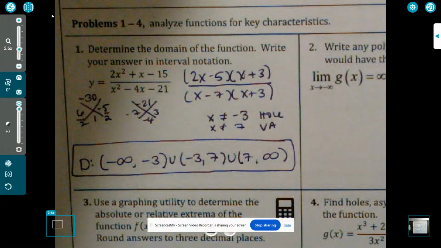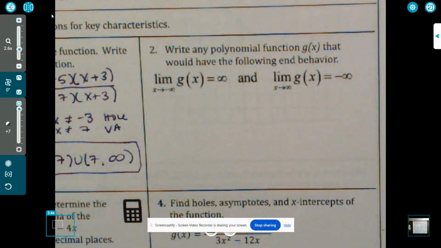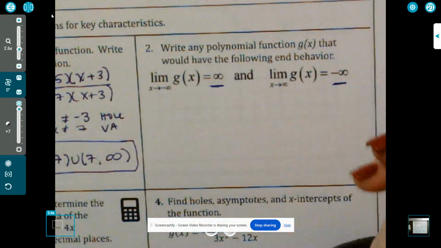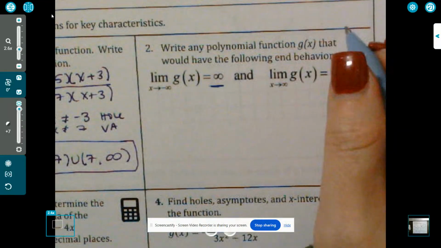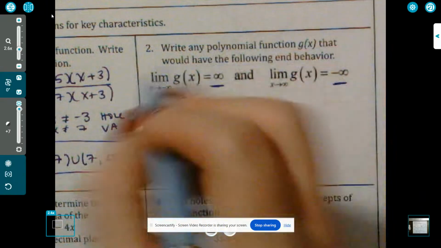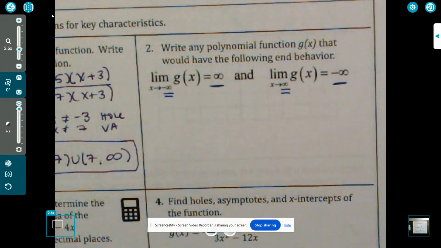All right. Number 2. Write a polynomial function g of x that would have the following end behavior. So you're going to see on the answer key here, your answers can vary. But we're looking at 2 main points here. You're going to notice that the ends are going in opposite directions. Which tells us that we're going to be an odd degree. And then negative infinity is going to positive infinity, and positive infinity is going to negative infinity.